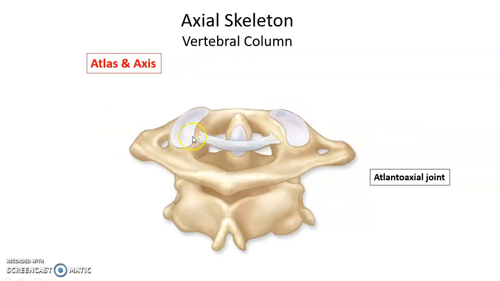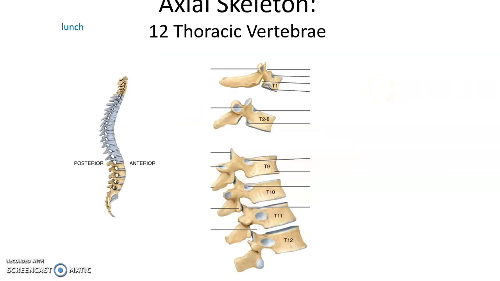And here you can see the atlas articulating with the axis, forming the atlantoaxial joint, a pivot joint that lets us turn our heads right and left to say no.